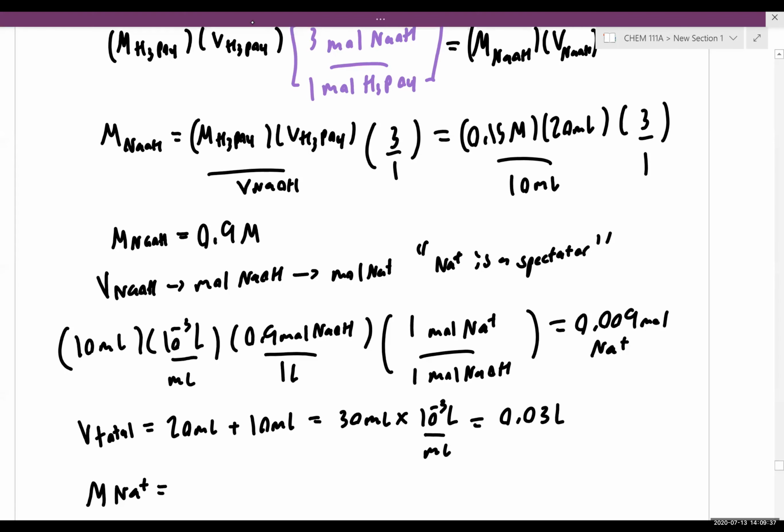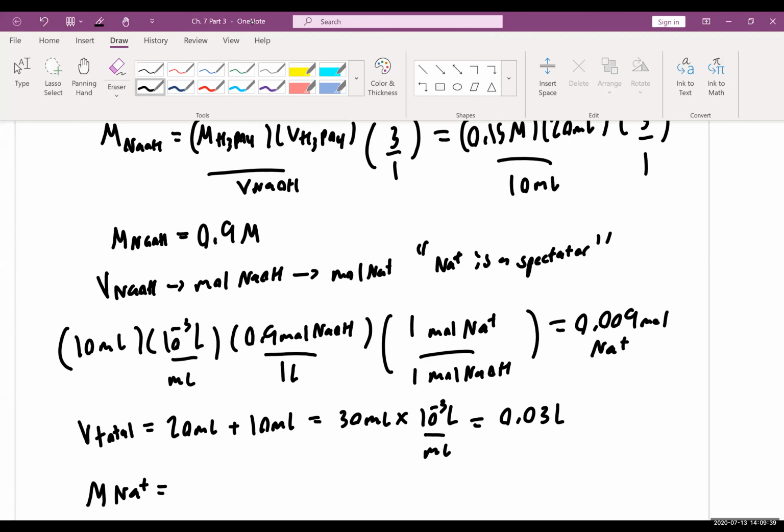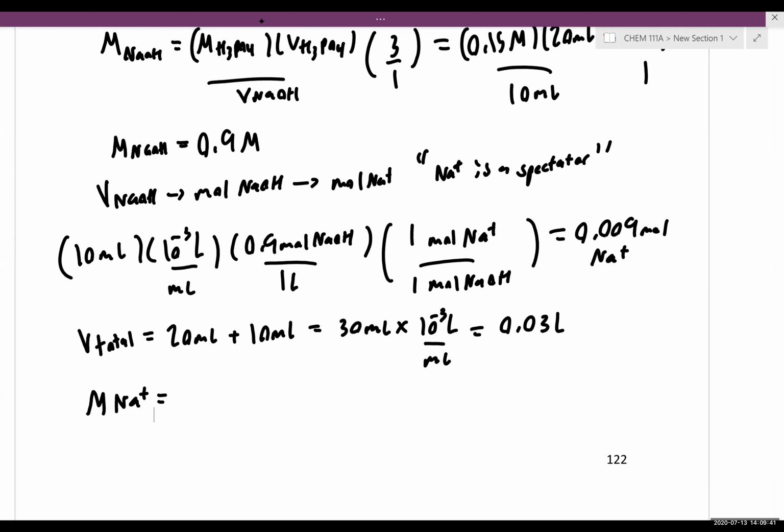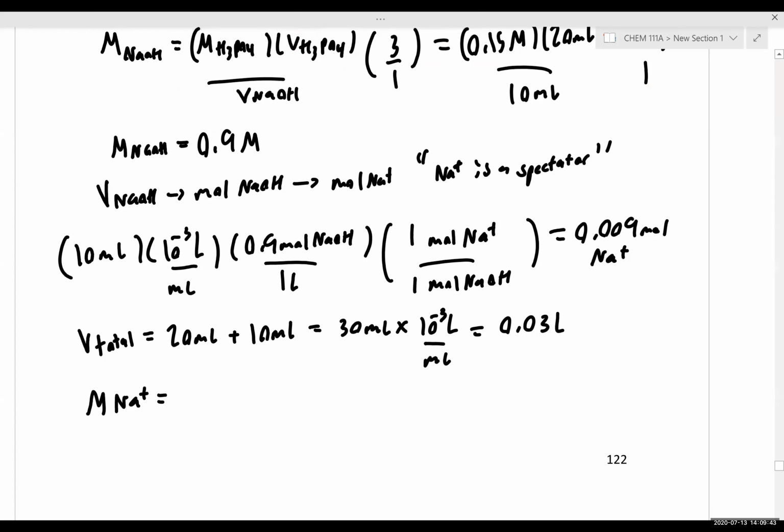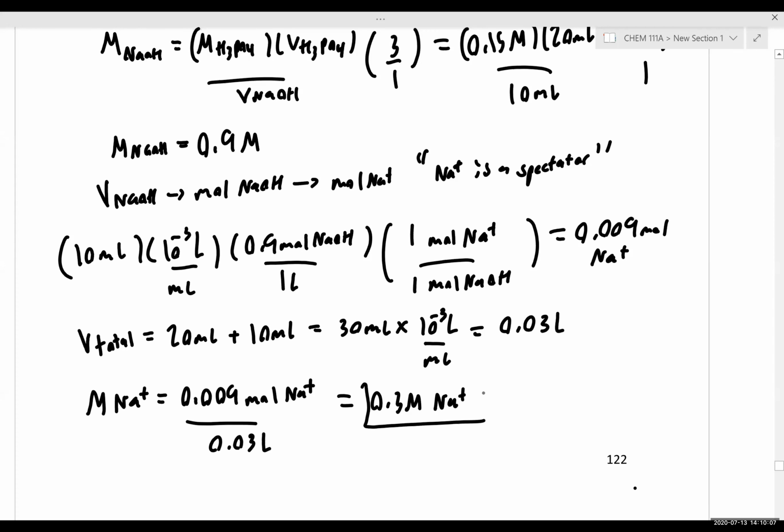That in turn gives us the molarity of sodium plus. Molarity again is moles of solute over the liters of solution. And that gives us 0.009 moles of sodium plus over 0.03 liters. And that in turn gives us a 0.3 molar solution of sodium plus.